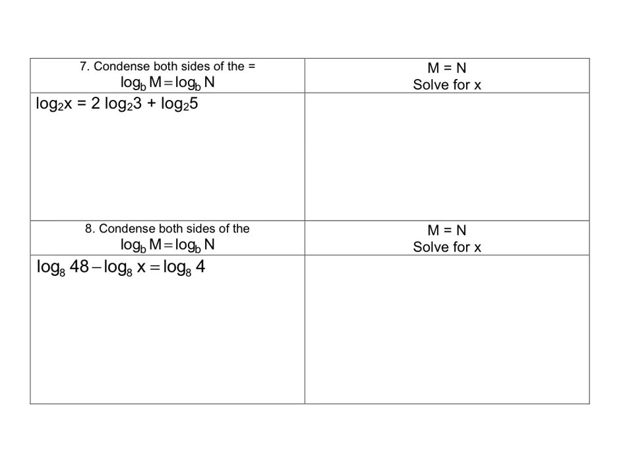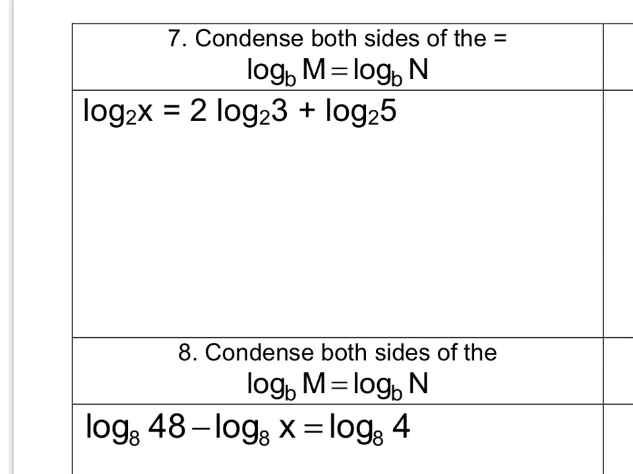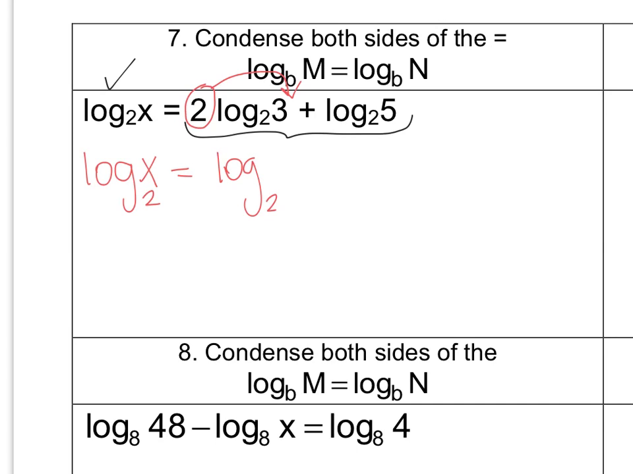Now, number 7. To solve something like this, remember you always have to condense to only one log. Now, the left side is good. I only have one log on the left side. Now, let's see how we can condense the right side. I see a number in front of the log, so I can use the power property and push it back up. So I have log base 2 of x equals log base 2, 3 to the power 2, plus log base 2 of 5. So I push the 2 back as a power, and I just use something called the power property.